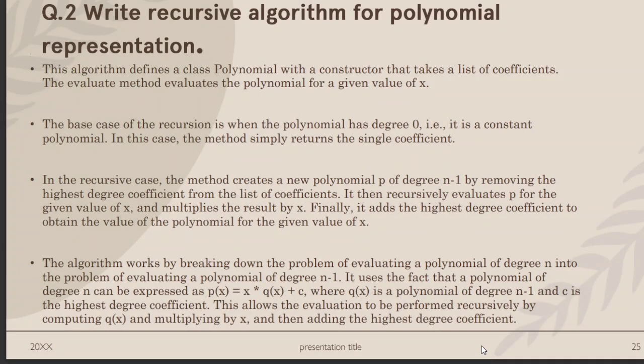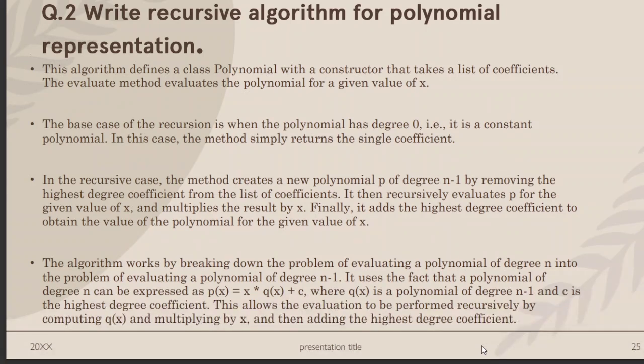Then the second question is: write a recursive algorithm for polynomial representation. This algorithm defines a class polynomial with a constructor that takes a list of coefficients. The evaluate method evaluates the polynomial for a given value of x. The base case of the recursion is when the polynomial has degree 0, that is, it is a constant polynomial. In this case, the method simply returns the single coefficient. In the recursive case, the method creates a new polynomial p of degree n-1 by removing the highest degree coefficient from the list of coefficients.